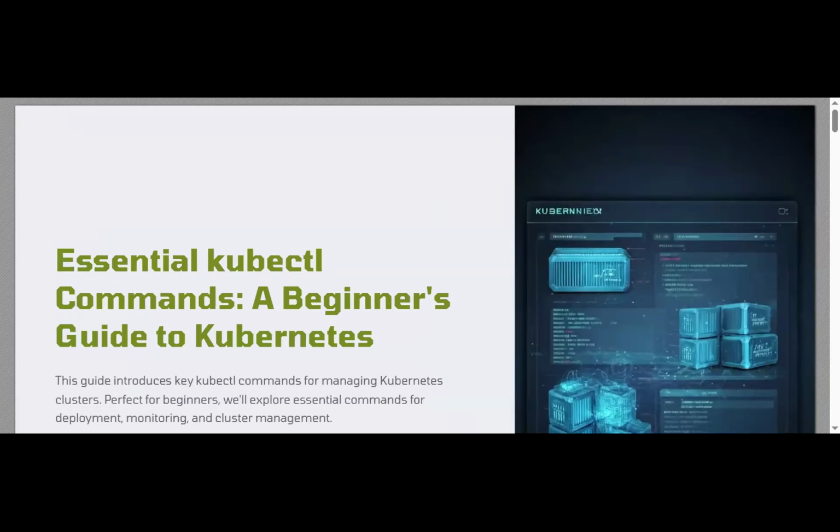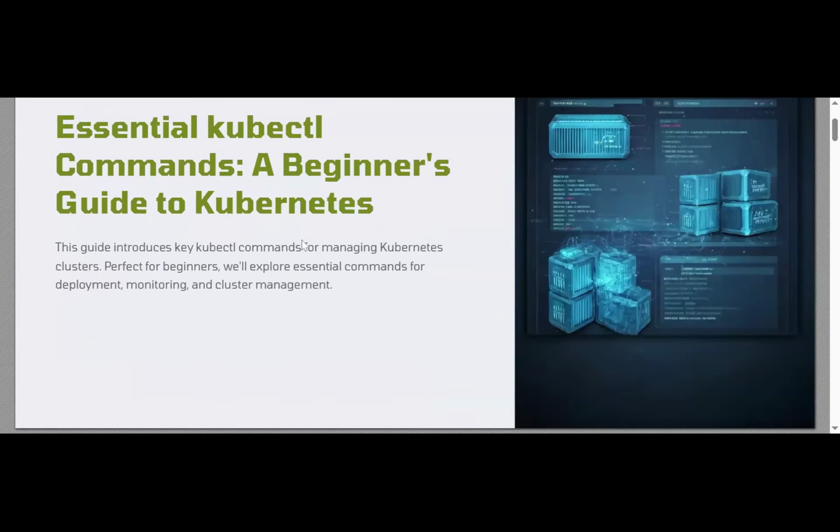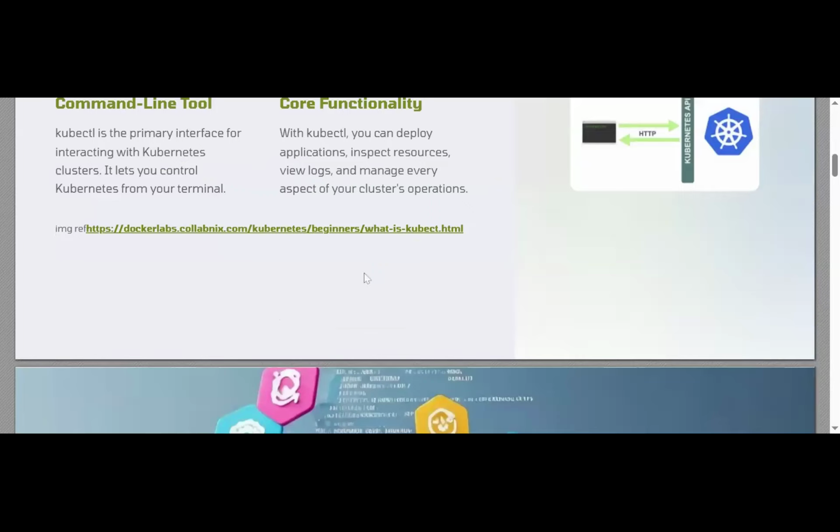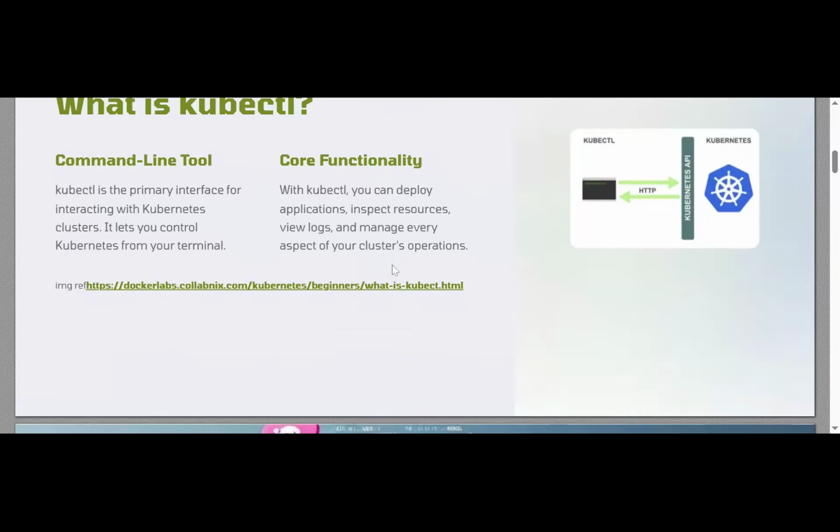So let me go to the next one. kubectl commands for the beginner's guide to Kubernetes. First command is kubectl. kubectl is the primary interface for interacting with the Kubernetes cluster. As I told, it lets you control Kubernetes from your terminal itself. You can deploy applications, inspect resources, view logs, and manage every aspect of your cluster's operations.